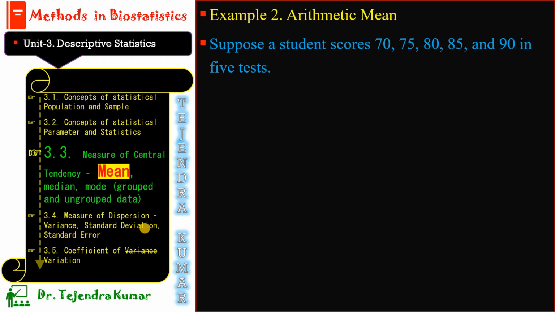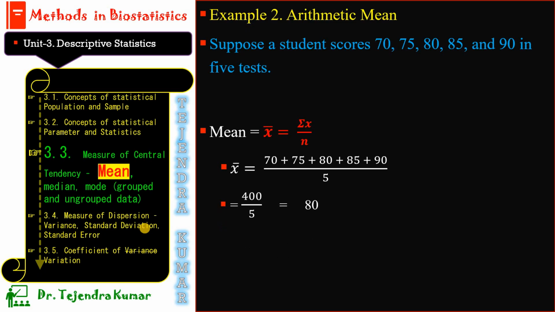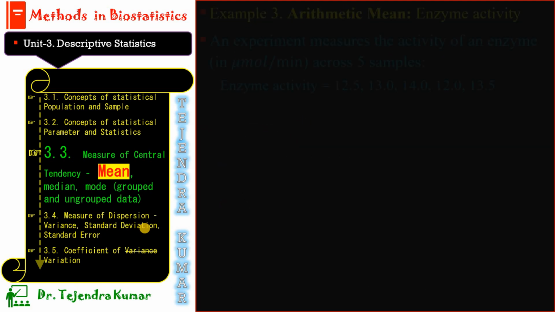In the next example, it is related to arithmetic mean. Suppose a student scores 70, 75, 80, 85 and 90 in 5 tests. So let's get the mean. The formula is the same. X bar is equal to summation x upon n, sum of all the values divided by n, which is 5, and we will get the answer 80. Now interpretation. The average score of the student's tests is 80.